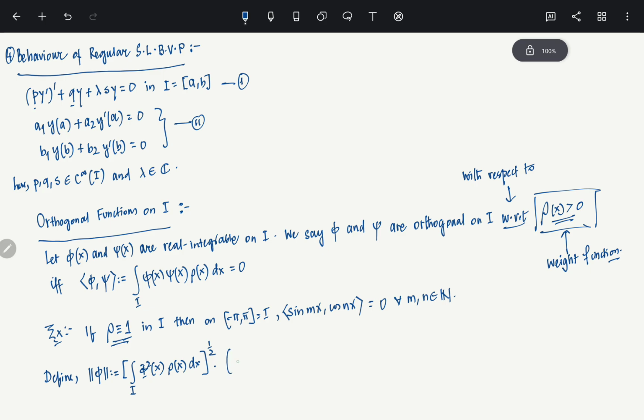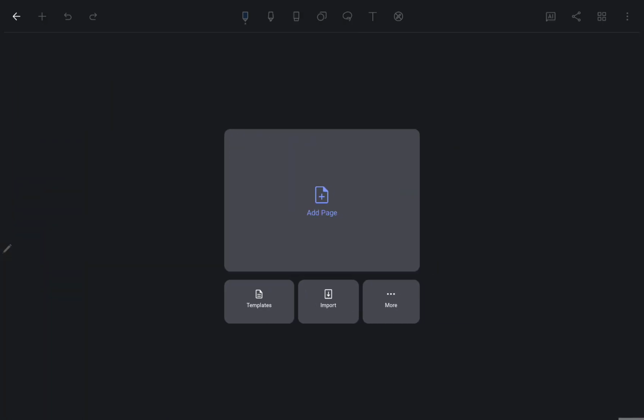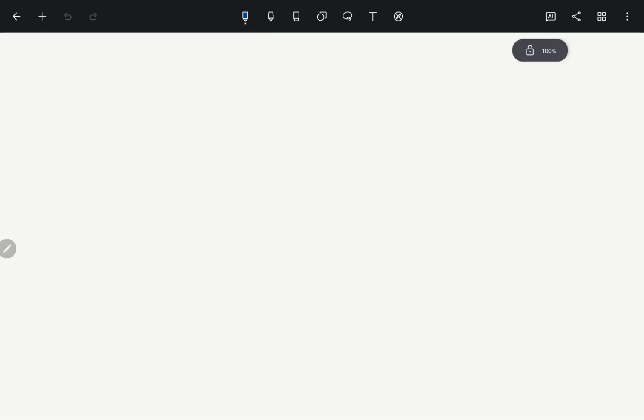So this is called the norm of the function phi. Think of it as the length of phi. Yes, kind of. Okay, so similar situation, right? So now once we have that, we can move on to our theorem. The first theorem which we want to do is theorem 1.